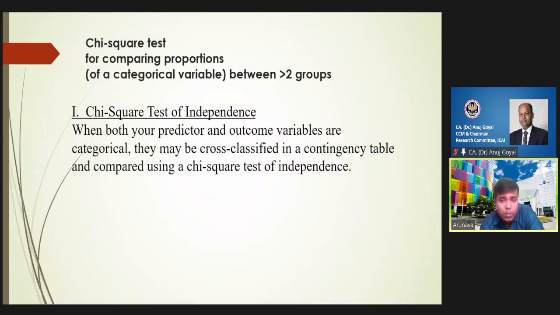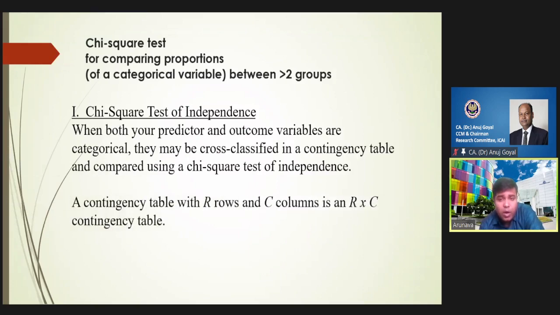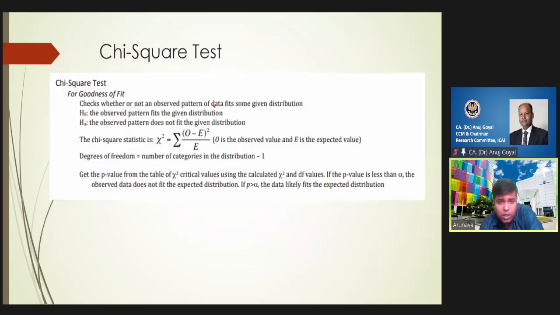One is a test of independence. One is a test of goodness of fit. When both your predictor and outcome variables are categorical, where the predictor means the variable being used as the x, and the outcome variable is the y, we use the chi-square test to find the test of independence.